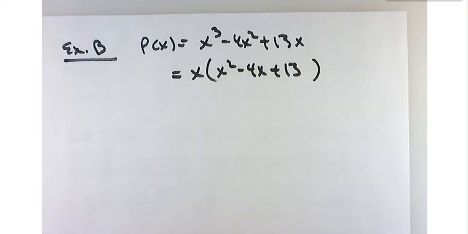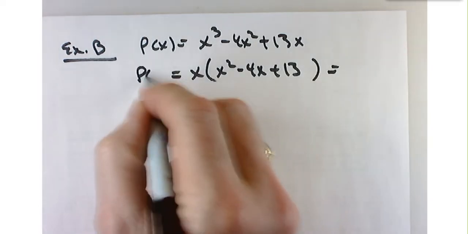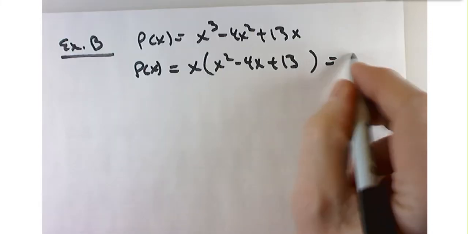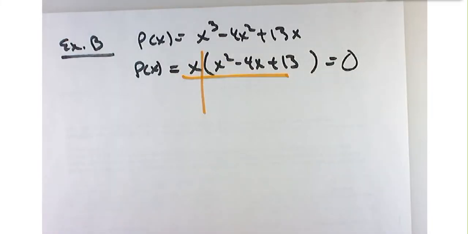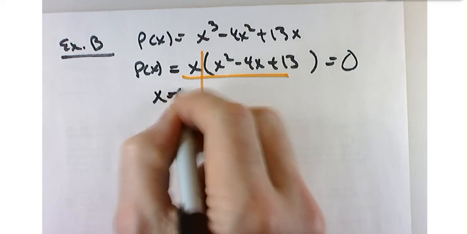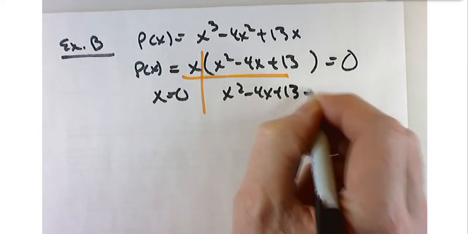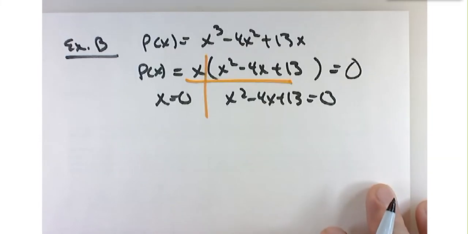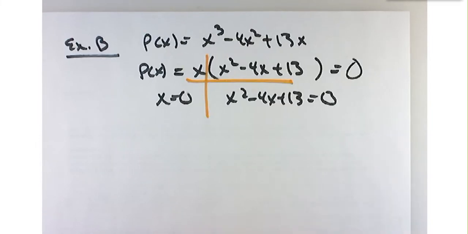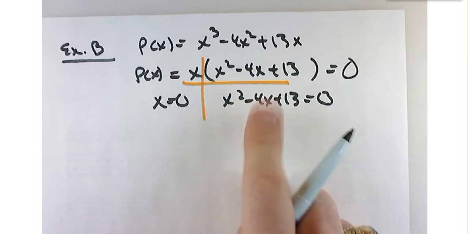But when I set this equal to 0 and solve, so if I set p of x equal to 0, then again, it's a divide and conquer approach. I either get x equals 0 or x squared minus 4x plus 13 equals 0. And this one won't factor. Now I know that because I expect complex roots. You're not going to get something to factor if it has complex roots.